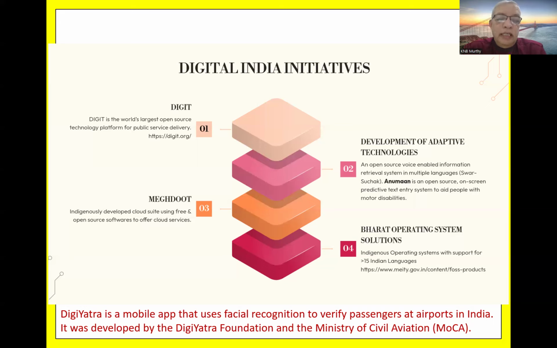Of course, this is a digital initiative in the form of Digiyata, where it's a mobile app that uses facial recognition to verify passengers at airports in India.